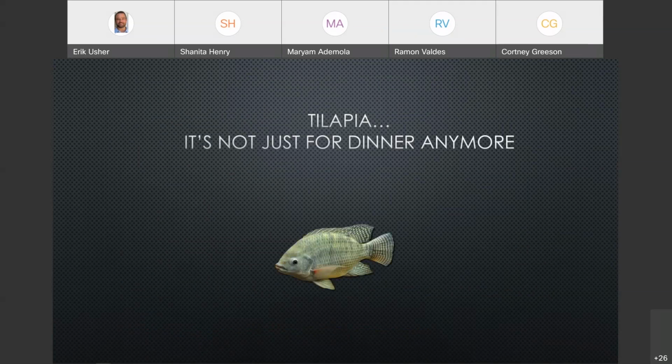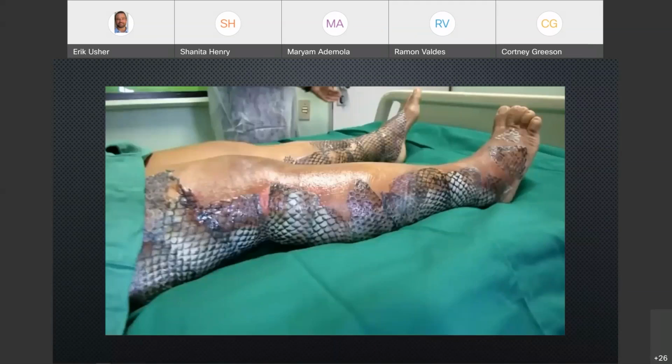The other thing is tilapia, and I jokingly say it's just not for dinner anymore. This is a link to what they're doing to use tilapia skin to help with healing.